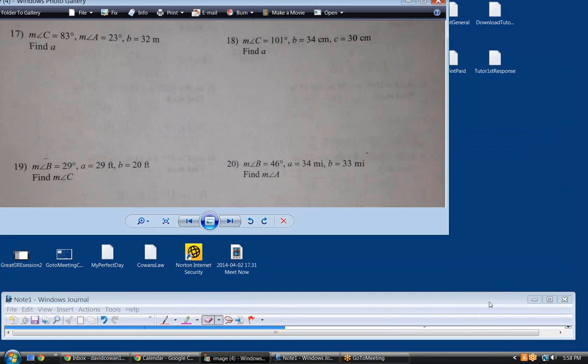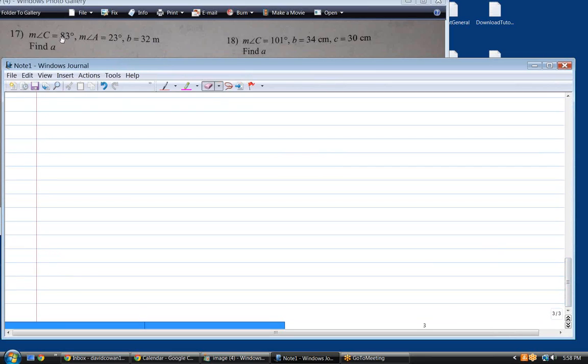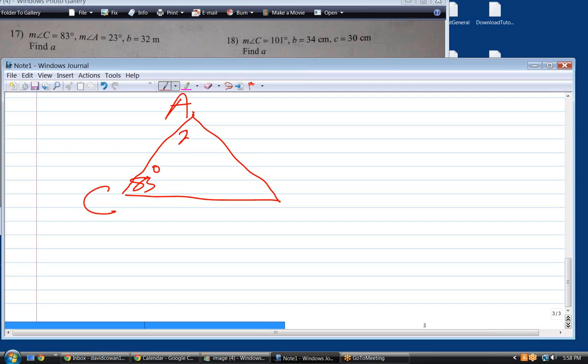All right, this looks like it probably is going to be one that isn't. The reason I say that is because the closer this angle is to, well, this isn't even a possibility here, where they're giving us two angles. So in this, we have 83 degrees. Angle A is 23 degrees. And side B is 32. So they want side A. So this is angle B.